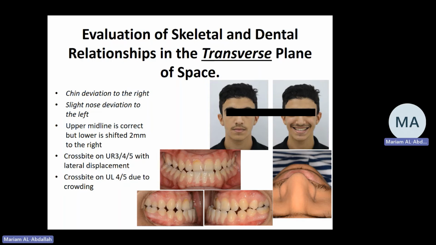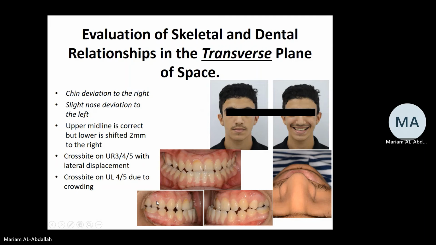Now, transversely it is also related to the center line. The upper center line, as you can see here, is correct within the center line of the face, but the lower center line is shifted to the right 2 millimeters. In relation to the crossbite, we have a crossbite on the upper left first and second premolars, and it's mainly due to crowding, not due to skeletal factors. It's mainly related to crowding.